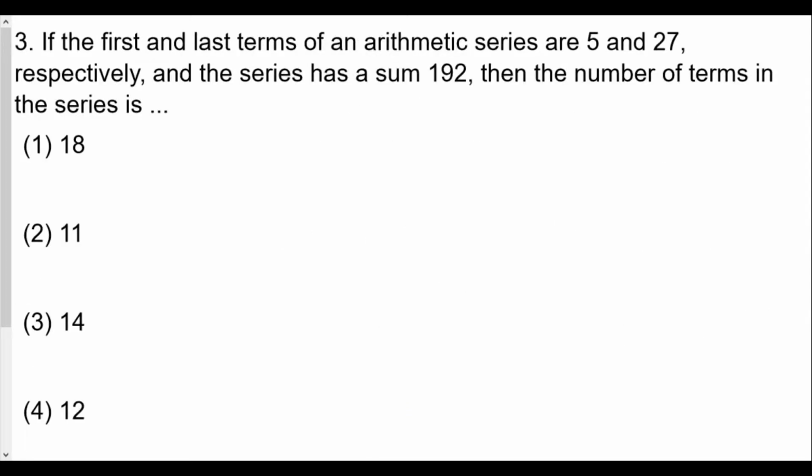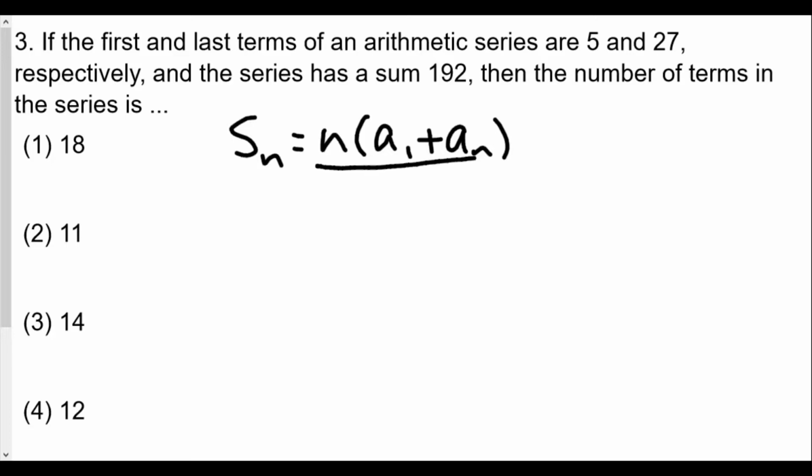Number 3. If the first and last terms of an arithmetic series are 5 and 27 respectively, and the series has a sum of 192, then the number of terms in the series is... Again, we're going to figure this out by using our formula. The only difference now is that we know what the sum is. We're trying to find what n is equal to. So we have S sub n equals n times a1 plus an, where a1 is the first term and an is the last term, all over 2.